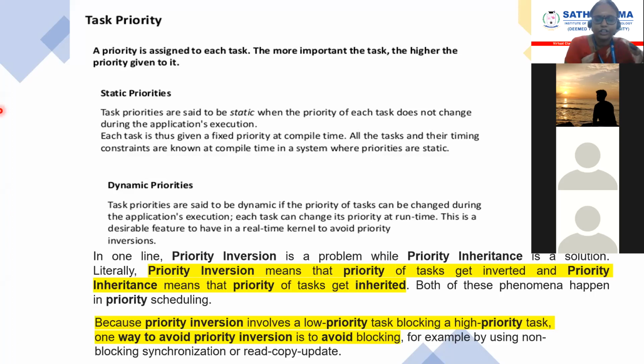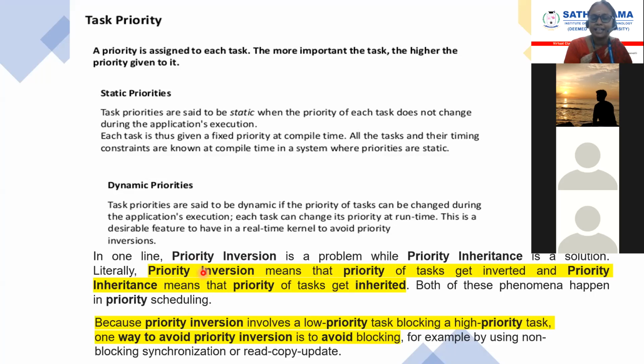So we will continue the topic, priority inversion. What is priority inversion? From the name itself, you can understand that the priority of the task gets inverted. Inverted means what? If it is high priority, that will become low priority. If it is low priority, that will become high priority. That is priority inversion. So we are going to concentrate on priority inversion.